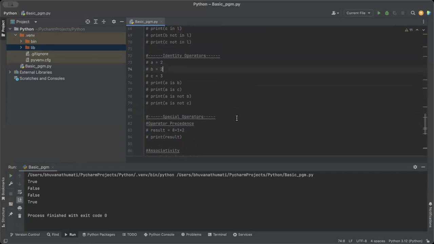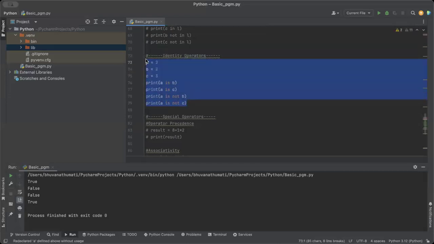Identity operators. These are used to compare the memory locations of two objects. So is will return true if both variables point to the same object. If they are not pointing to the same object, then we are using is not.